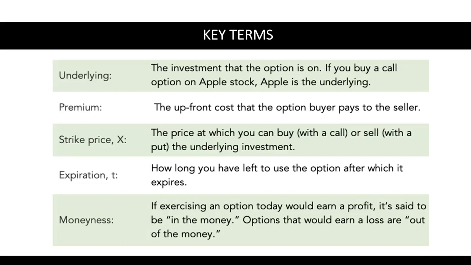Moneyness. If exercising an option today would earn a profit, it is said to be in the money. Options that would earn a loss are out of the money.